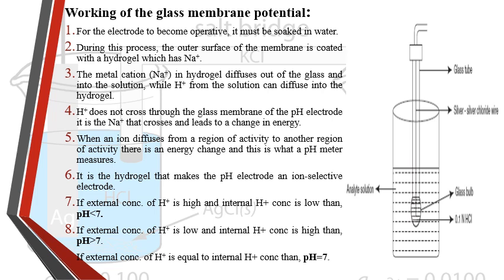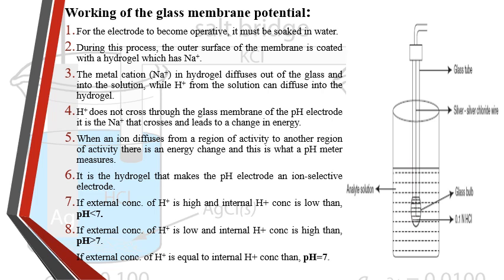The hydrogen ion does not cross through the glass membrane of the pH electrode. It is the sodium ion that crosses and leads to a change in energy. When an ion diffuses from a region of one activity to another region of different activity, there is an energy change, and this is what a pH meter measures. It is the hydrogel that makes the pH electrode an ion selective electrode.